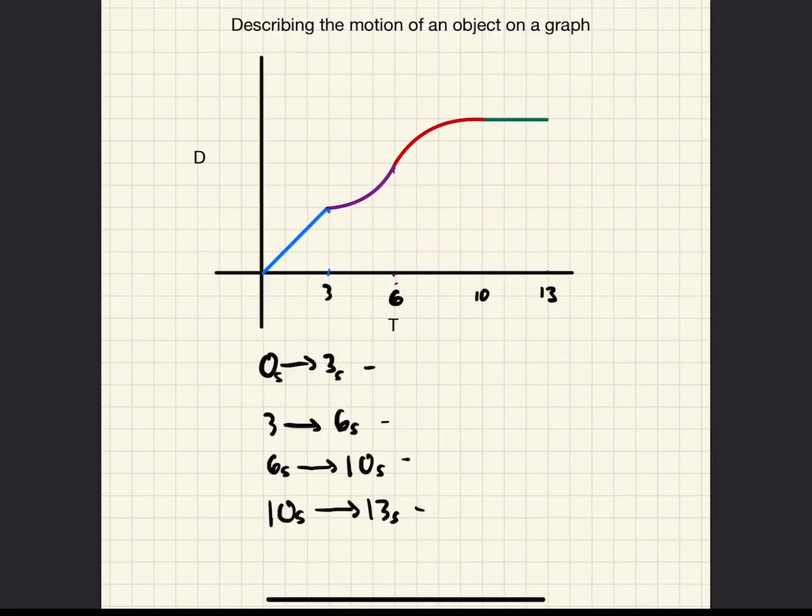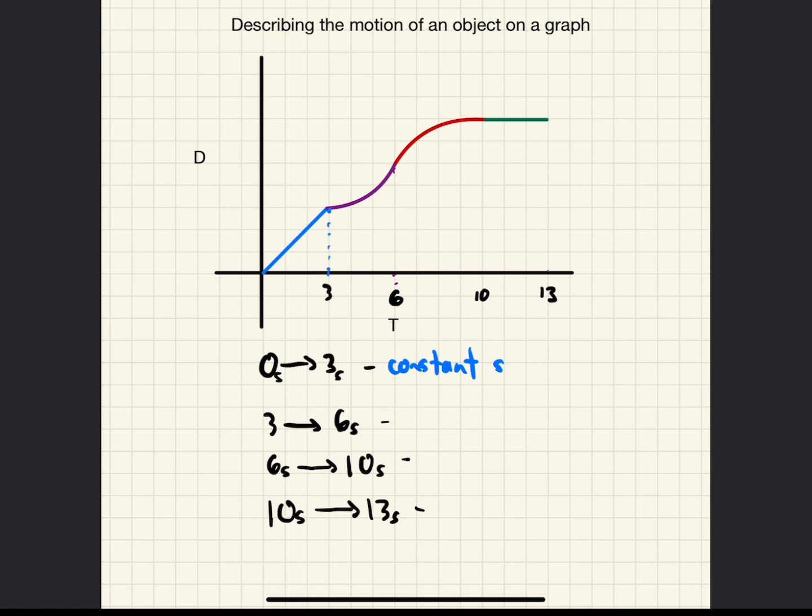So let's say we're given a DT graph here with different types of lines in it, and this describes the object's motion over a certain time interval, in this case 13 seconds. Well, you've got to break it up, you could say line by line or portion by portion. So when I look at the blue line, I can see that it is going at constant speed. So from 0 to 3 seconds, it's constant speed.